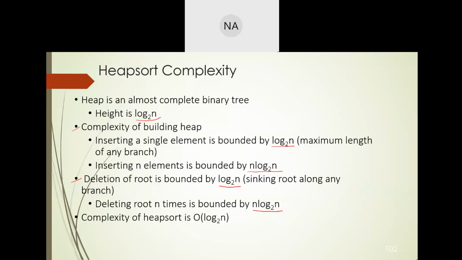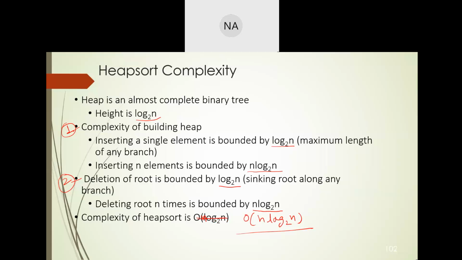So these steps, that is the first phase and the second phase in the heap sort, are executed sequentially. Okay, so the overall complexity will be order of n log n. This is the complexity of heap sort, right?